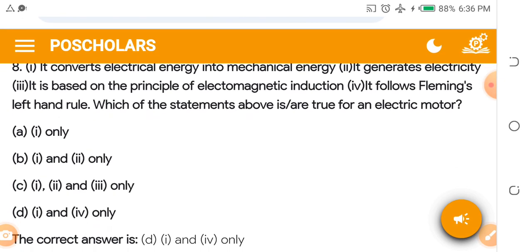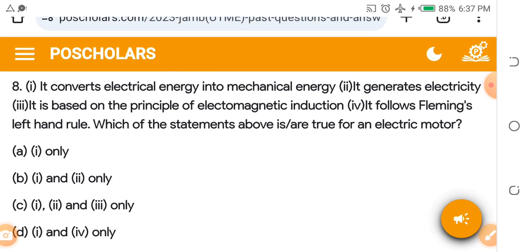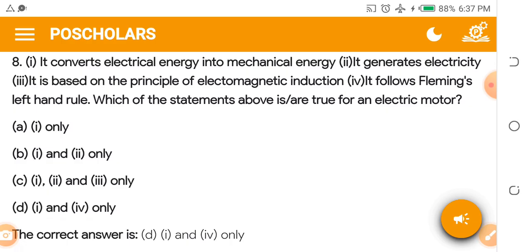Look at this number 8 question, a bit complex, so pay attention. I, it converts electrical energy into mechanical energy. II, it generates electricity. III, it is based on the principle of electromagnetic induction. IV, it follows Fleming's left-hand rule. Which of these statements above are true for an electric motor?